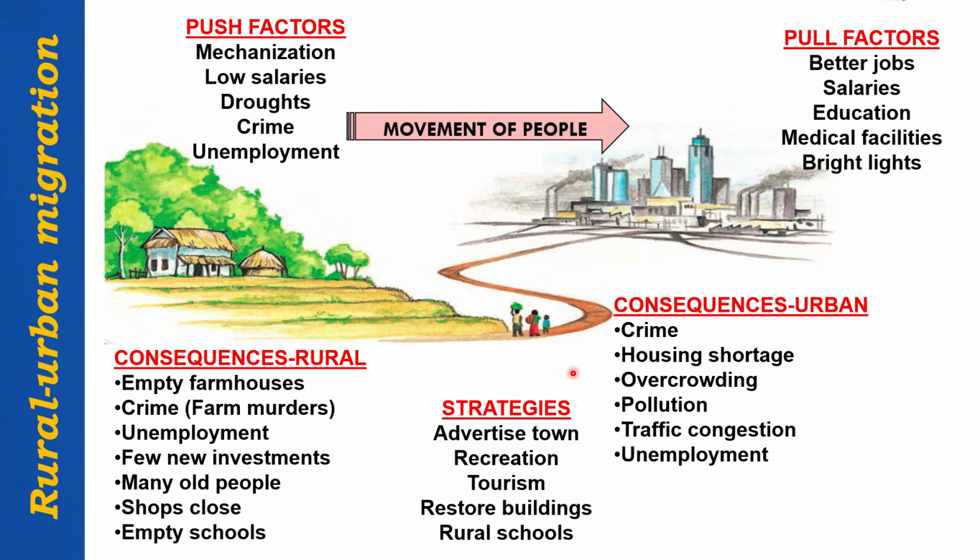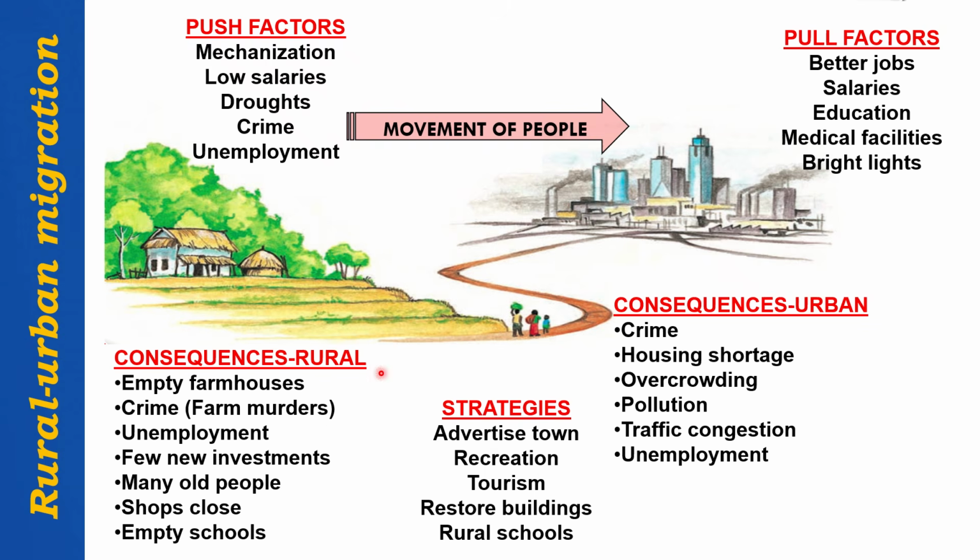Number one, we said we can advertise right now. Let's advertise our rural area, let's make it attractive to our tourists so that we can boost the economy of our rural areas. Recreation, let's have more parks. Let's improve the rural area by creating more facilities to boost tourism. We can restore some of these buildings.